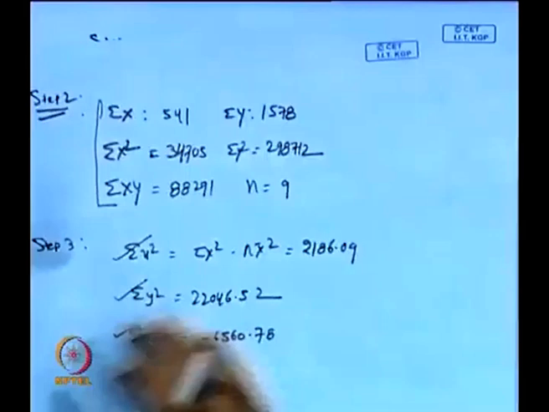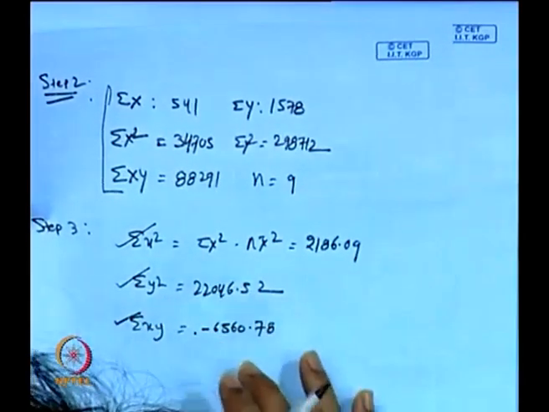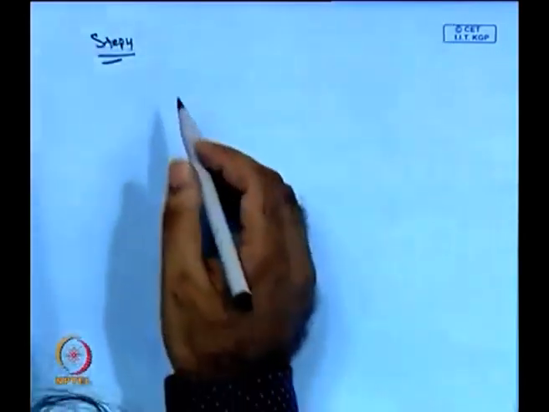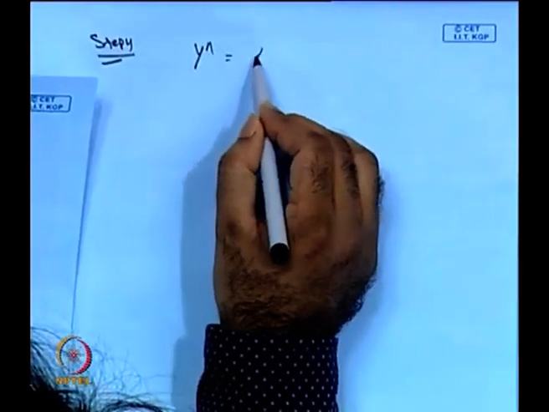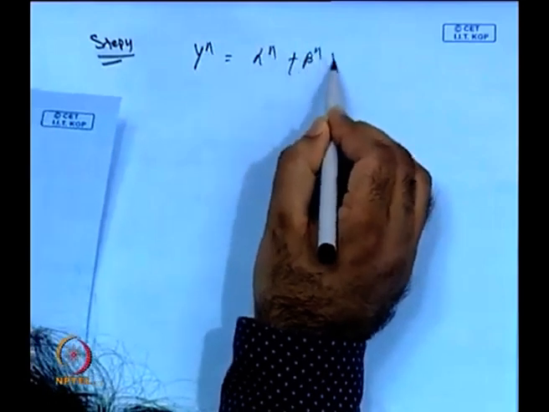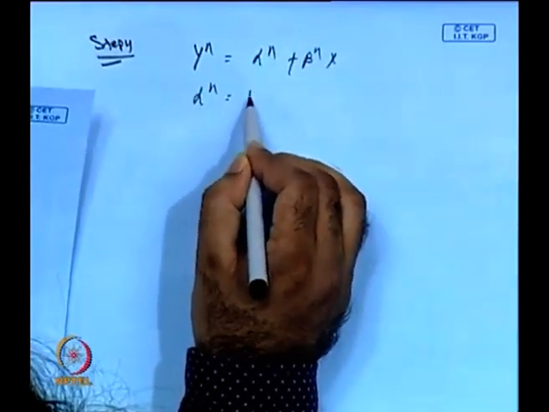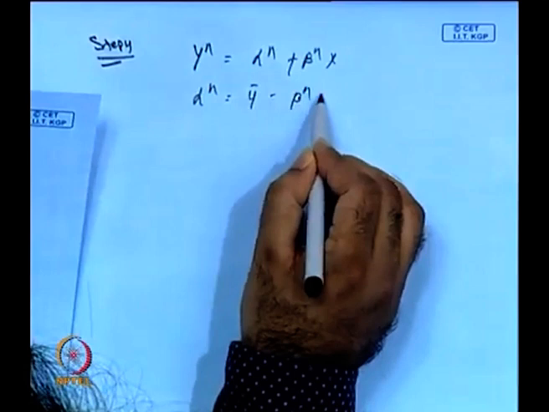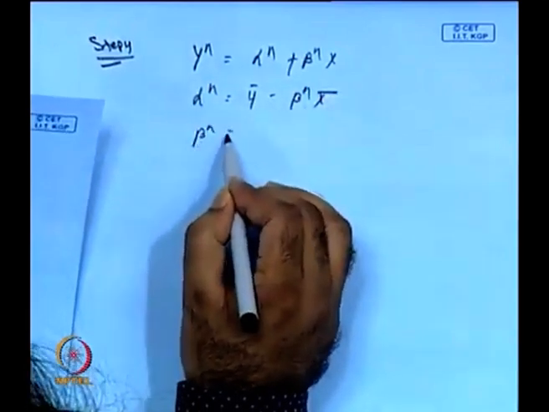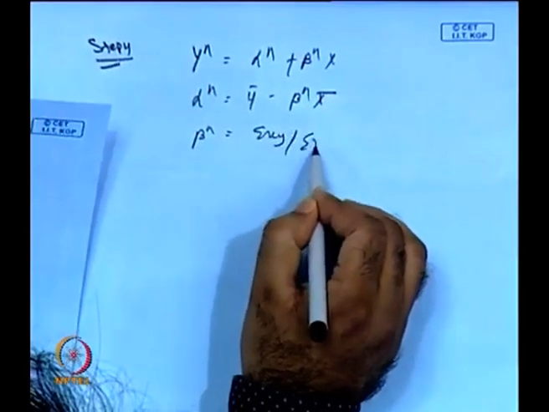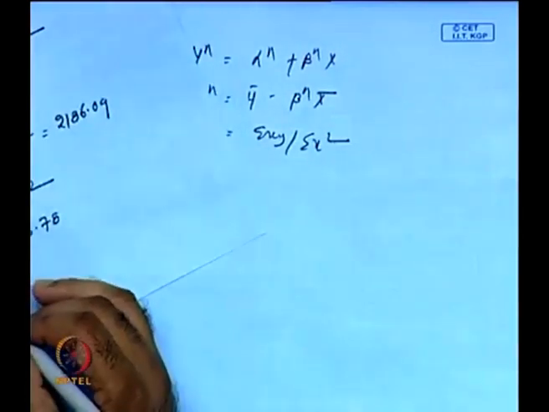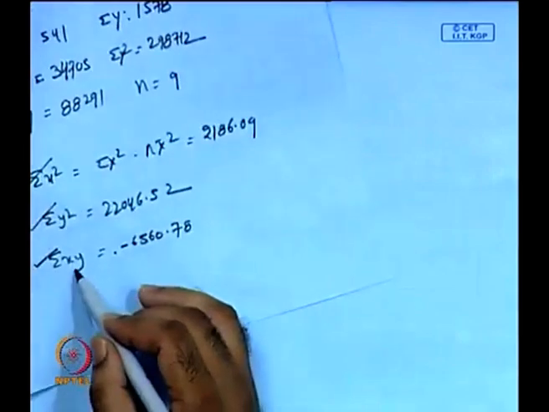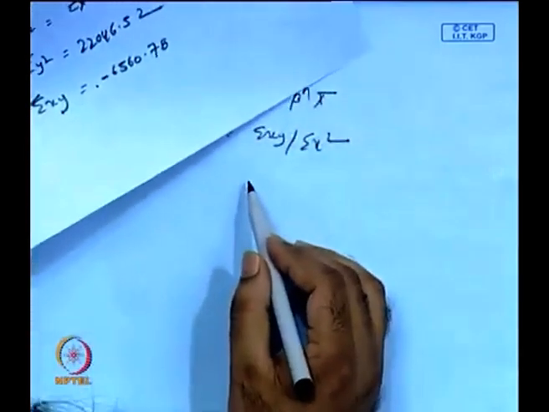The moment you get all this information, within the information we would like to calculate first alpha hat and beta hat. So, in step 4, you fit the model y hat equal to alpha hat plus beta hat x. Alpha hat equal to y bar minus beta hat x bar, and beta hat equal to summation x y by summation x squares. Now we already have summation x y here, so we can put it here.